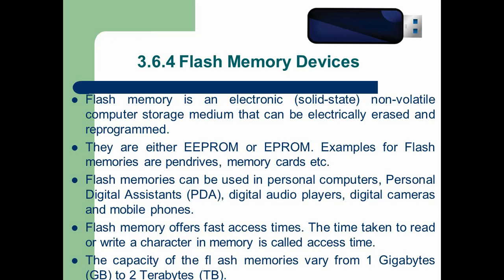The flash memories offer fast access time. The time taken to read or write a character in memory is called access time. The capacity of flash memory varies from 1 GB, that is gigabyte, to 2 terabytes.